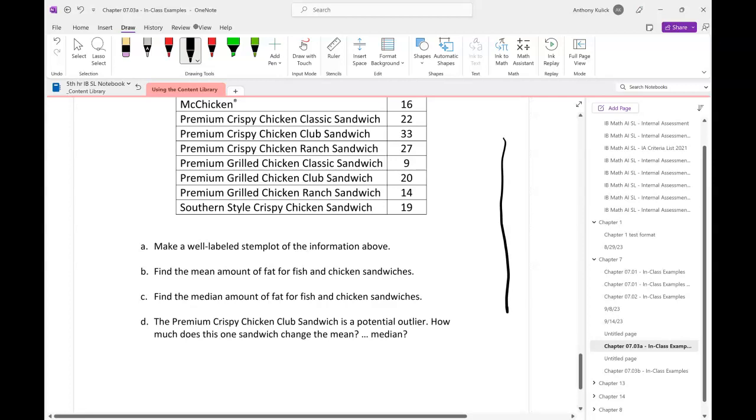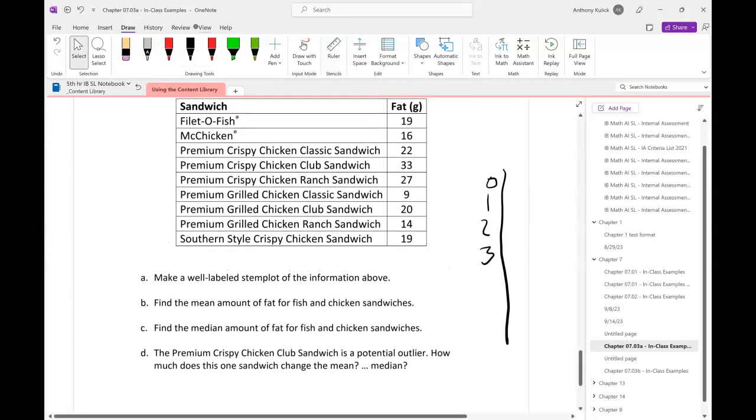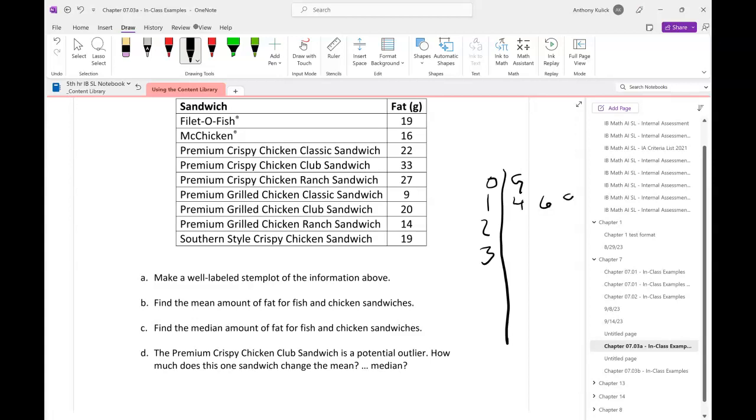So what numbers do I need as stems? 0 to 5, 5 to 10. I don't think we need past 3, do we? No. Okay. So what leaves do I need on 0? In the correct order. 9. Okay. How about for 1? 4, 2, 9. Twice. 2 9s.